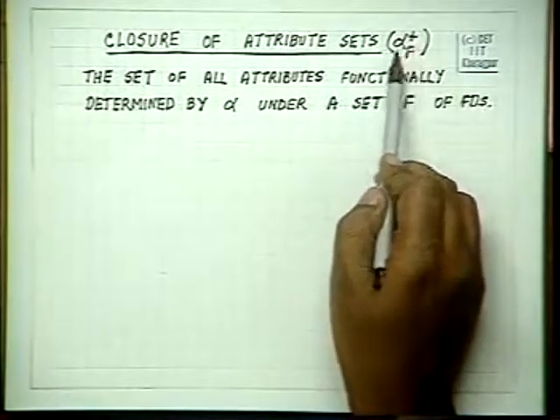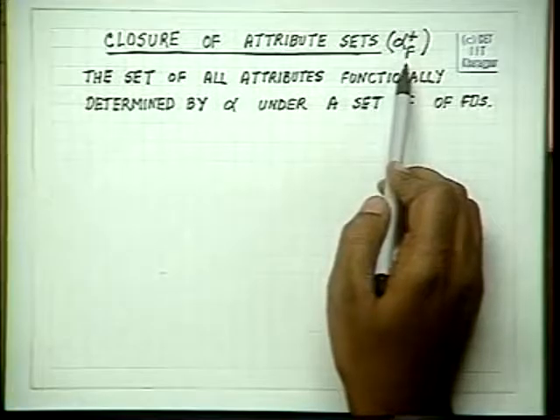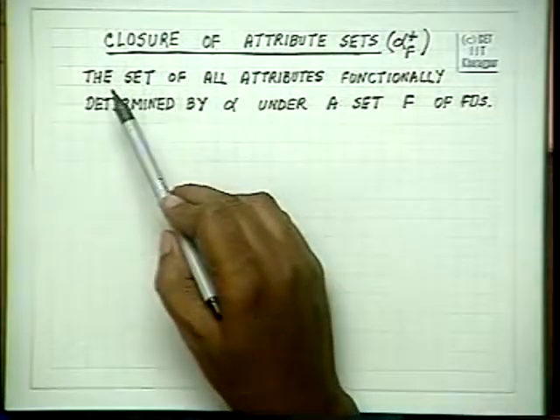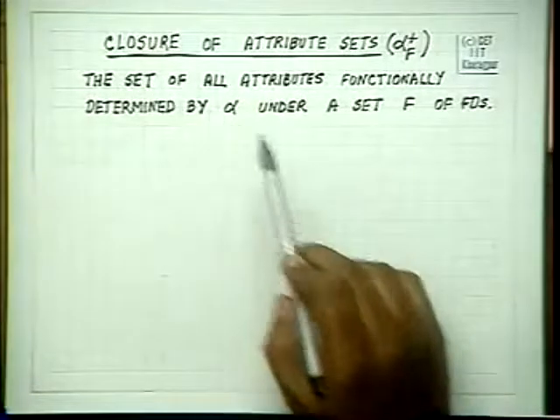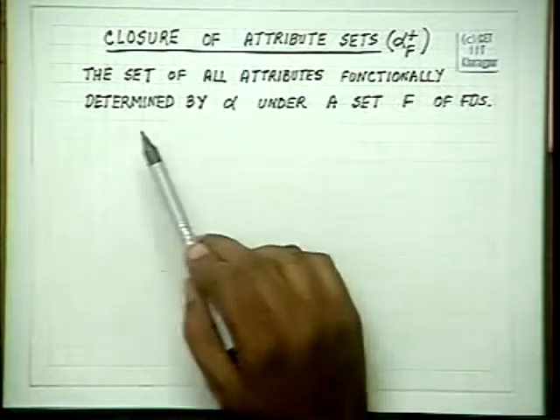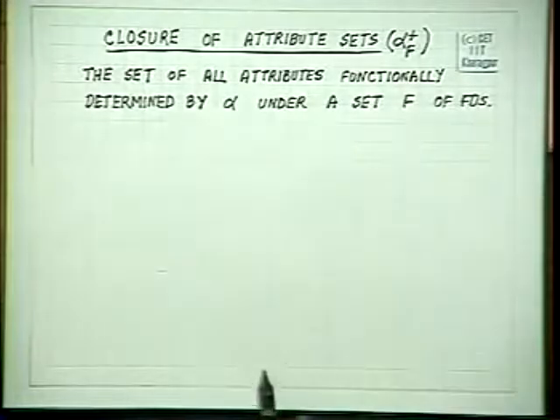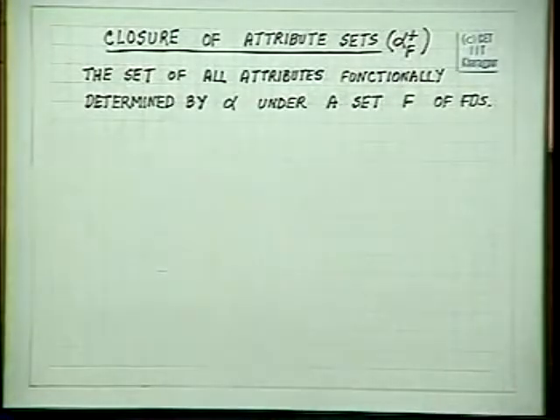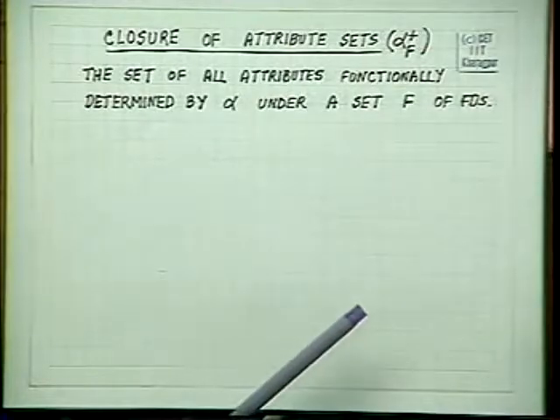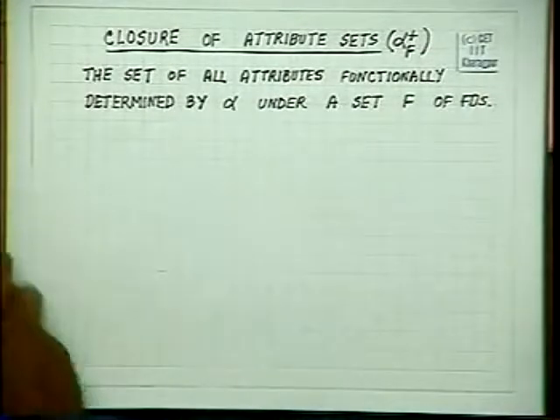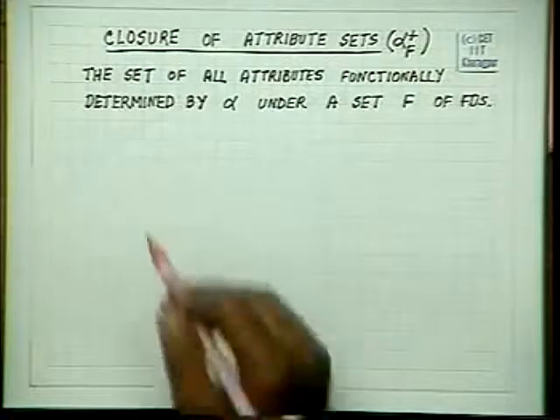Formally, closure of an attribute set alpha is said to be alpha plus over F. It is always over a set of functional dependencies, and it is the set of all attributes functionally determined by alpha under a set F of functional dependencies. Let us take another quick example here to understand the meaning.